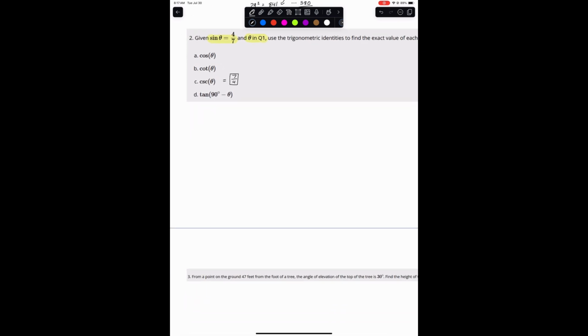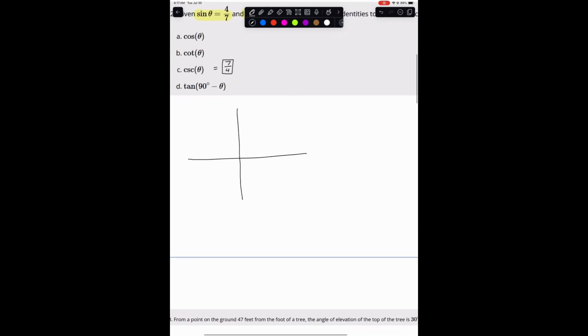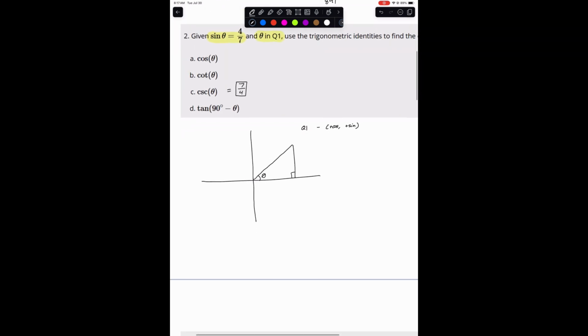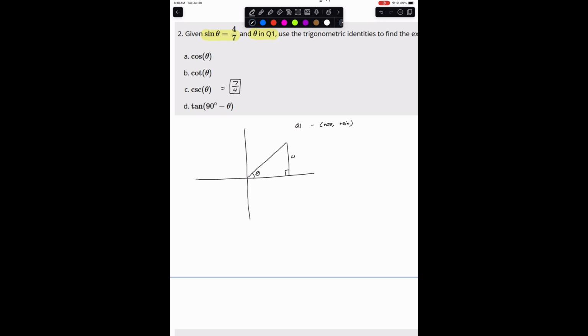But now from here, I need to use my triangle. So if I draw my unit circle, or I guess my graph, right? I'm in Q1, right? That means my cosine is positive, and my sine is also positive. My angle theta is right here. Sine is opposite over hypotenuse, right? So my 4 is right here, and my 7 goes right here.